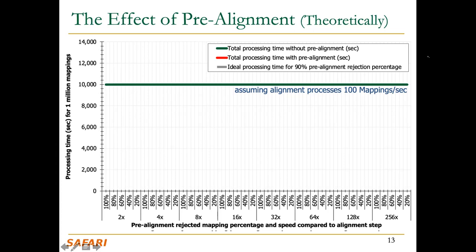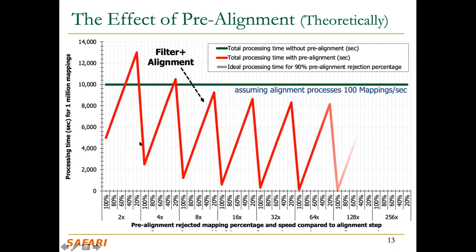Right. So now assume we have the sequence alignment. We want to process these 1 million sequences. So we run sequence alignment and assume constant time for whatever the pair is. And then it will always take 10,000 seconds to process these 1 million mappings. Now we want to measure the time for filtering plus alignment, given that these characteristics are satisfied. For example, if we say 100%, then 100% of the pairs are rejected. So this is what we get, really a zigzag shape plot.